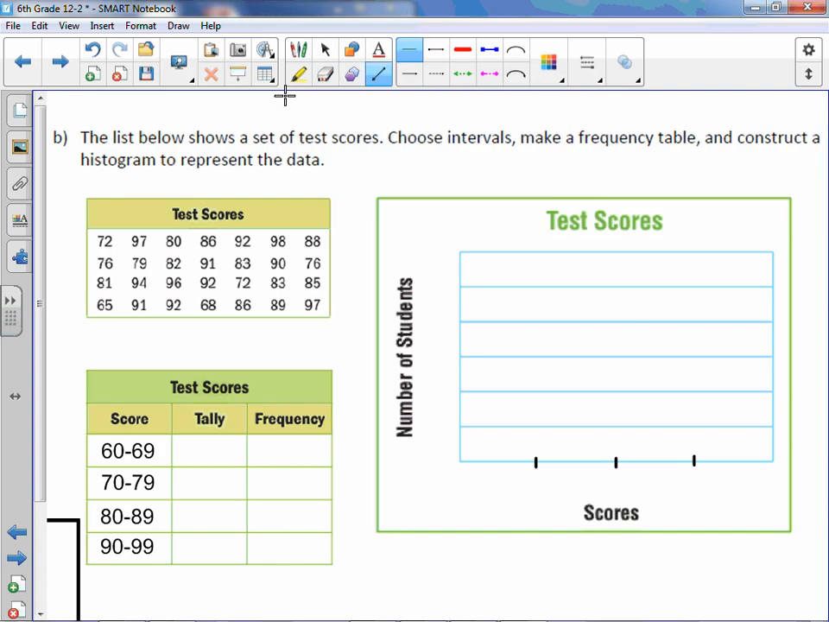So let's go ahead and draw in our tally marks. I'm going to do a couple at a time. 72, 97, 80, 86, 92, 98, 88, 76, 79, 82, 91, 83, 90, 76, 81, 94, 96, 92, 72, 83, 85, 65, 91, 92, 68, 86, 89, 97.